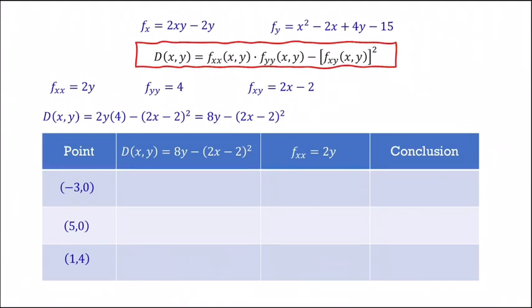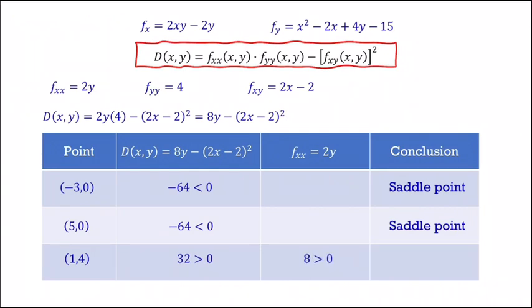Then substitute the point (negative 3, 0) into the discriminant, and the value is negative 64. Then we can directly make the conclusion that (negative 3, 0) is a saddle point. When substituting the point (5, 0), the discriminant equals negative 64 as well. So (5, 0) is also a saddle point. And for the point (1, 4), the value of the discriminant is 32, which is greater than 0. Then find the value of f sub double x, which equals 8 and is also greater than 0. So the point (1, 4) is a minimum point.